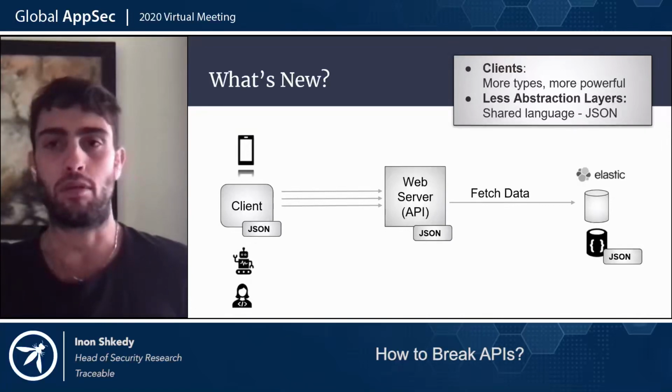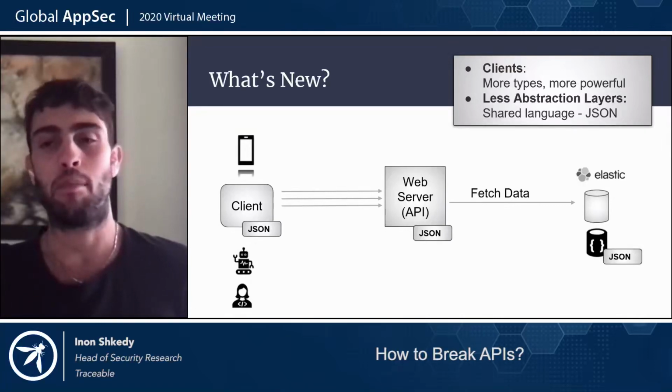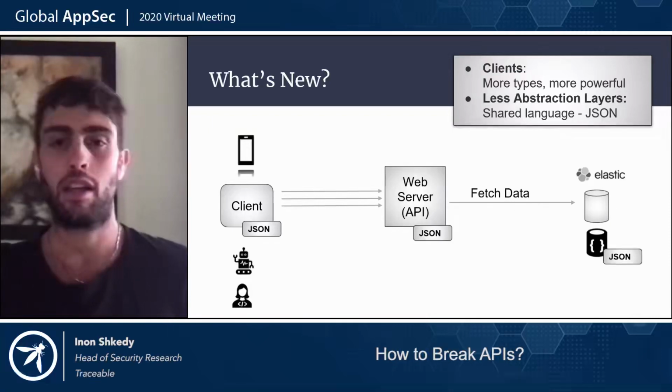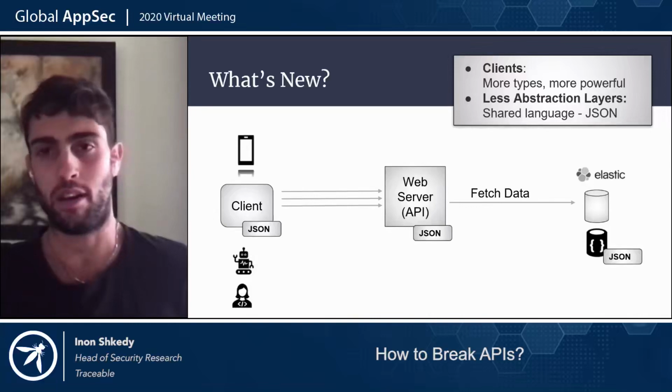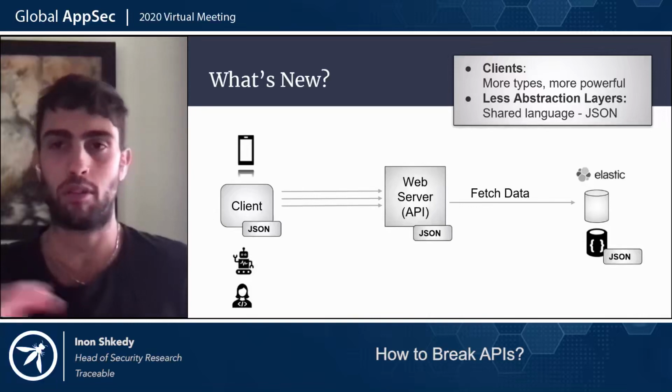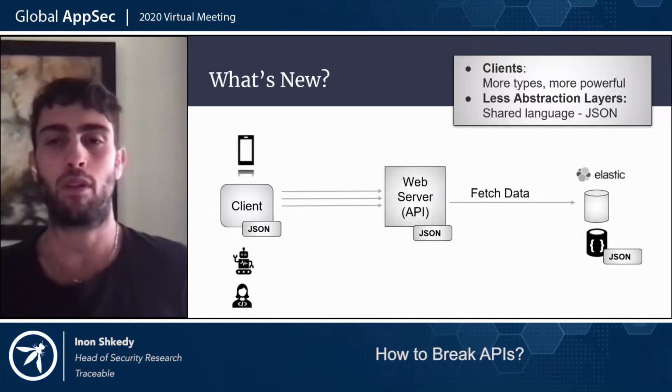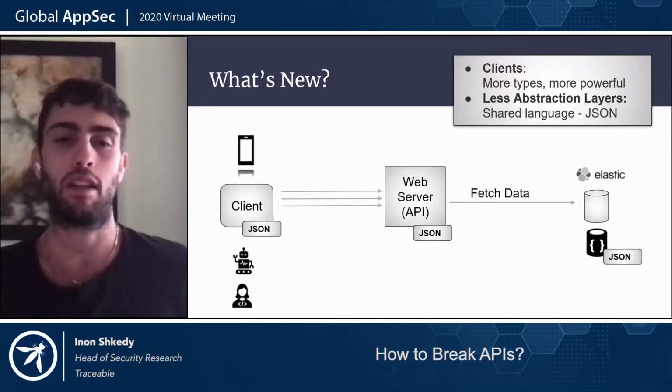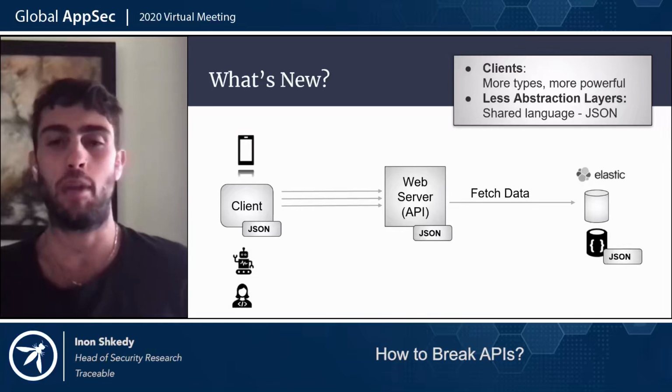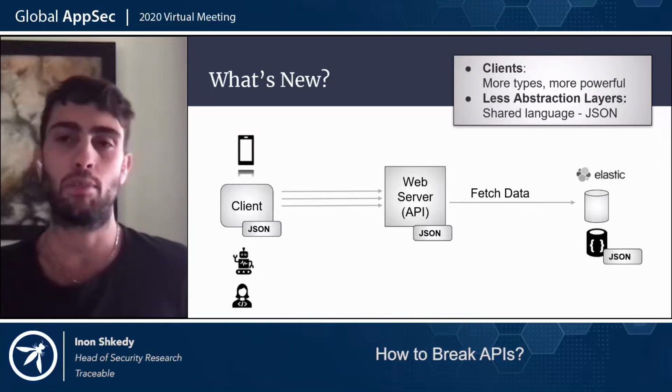The second point, which is very interesting, I had this claim many times that APIs have fewer abstraction layers. It has many different aspects. There is no one concept that supports this claim. But one important concept is that APIs today, the clients, the APIs, and the servers, they speak the same language. All of them speak in JSON.